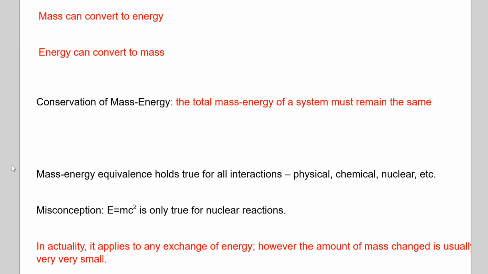Mass energy equivalence holds true for all interactions: physical, chemical, nuclear. It's a misconception that it's only true for nuclear reactions. In actuality, it applies to any exchange of energy.